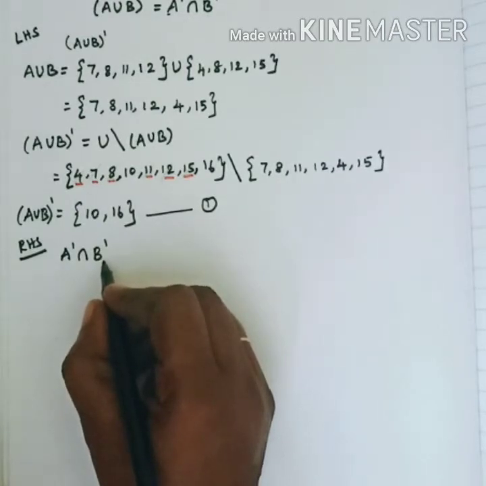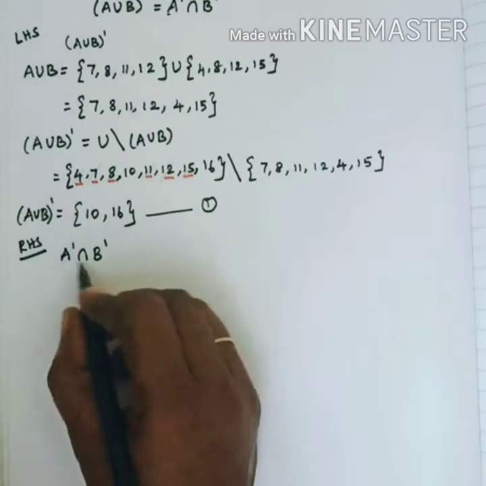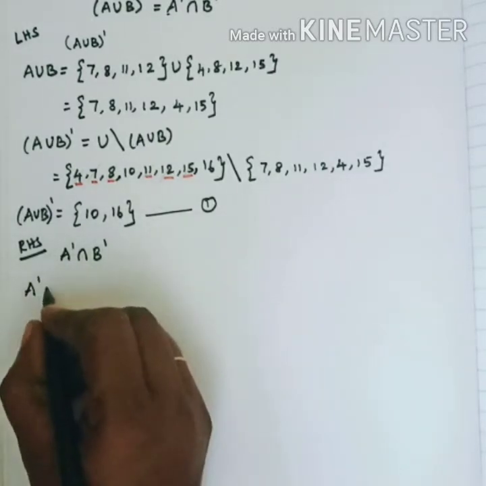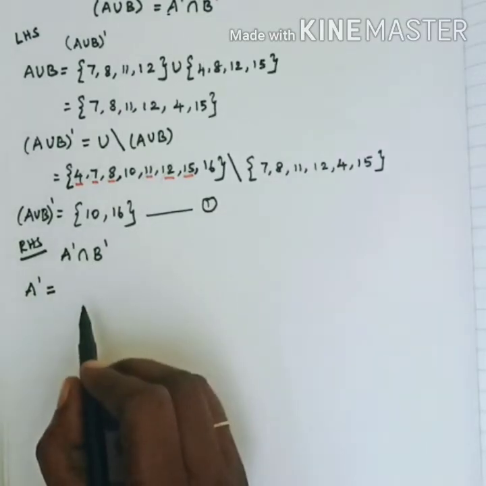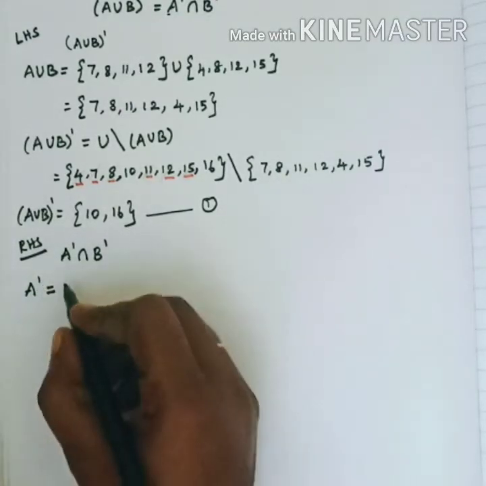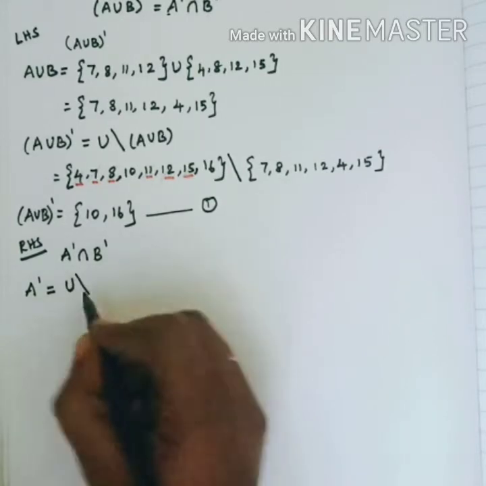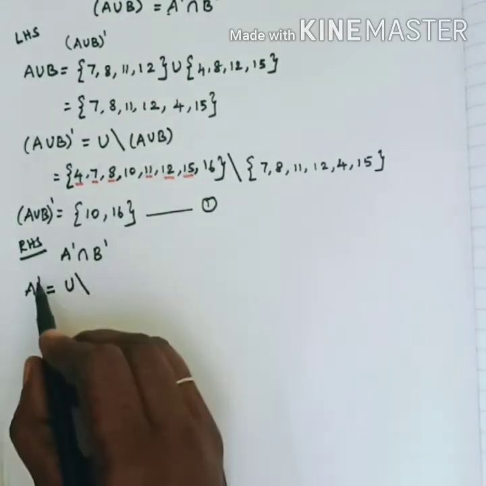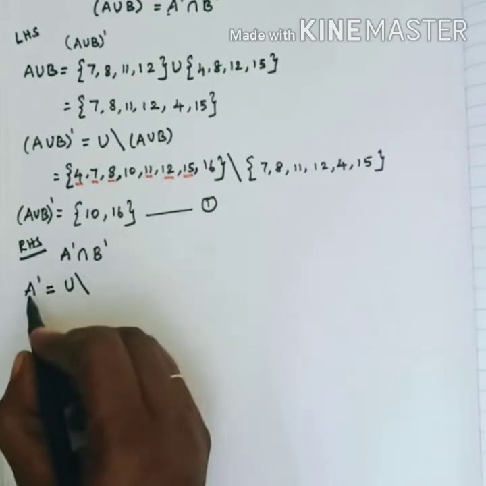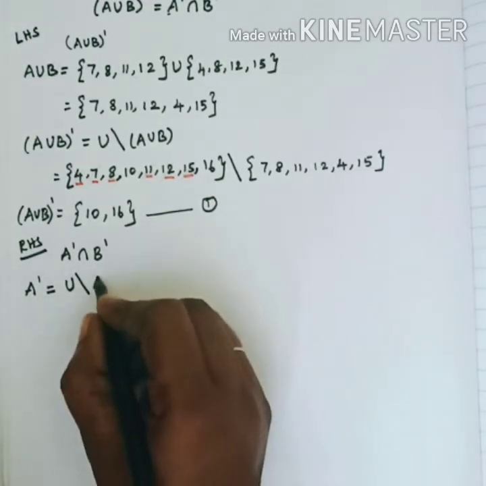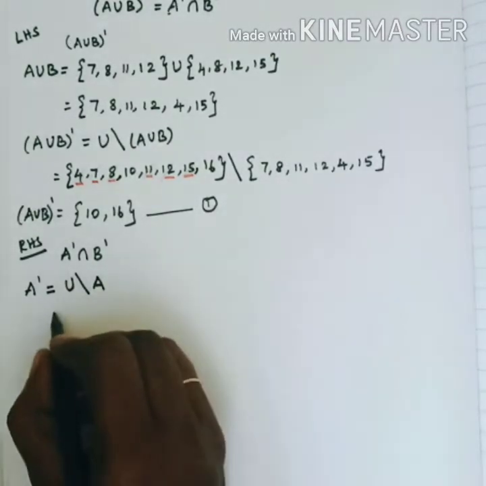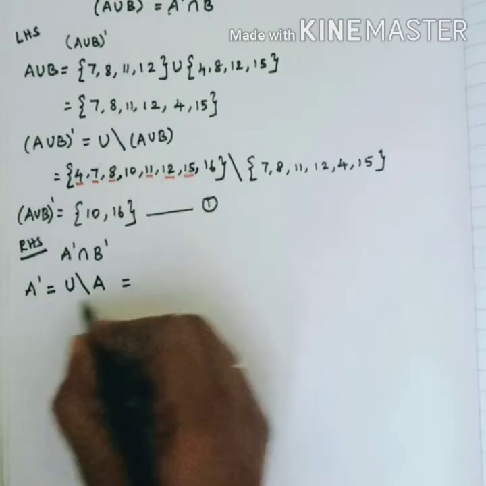Then we have to find the common element in both the sets. Now identify A dash. A dash is equal to, I already told you, whenever this dash comes you have to use U slash, isn't it? Whenever dash comes you have to use this universal set, U slash, write this A, U slash A. Okay, so now U, what is your universal set?